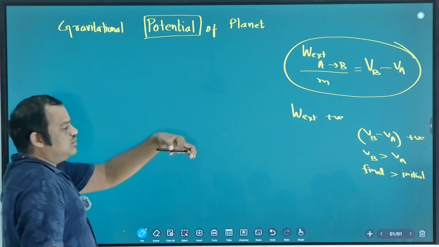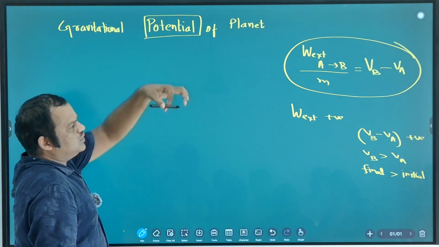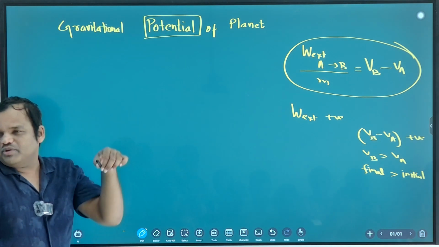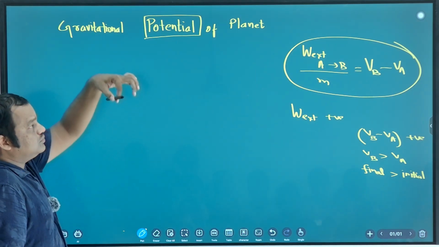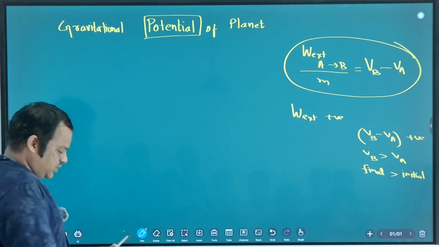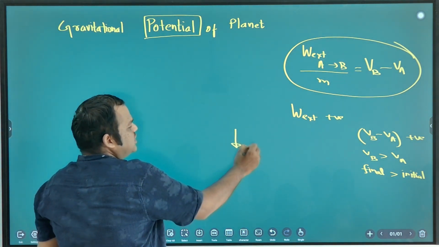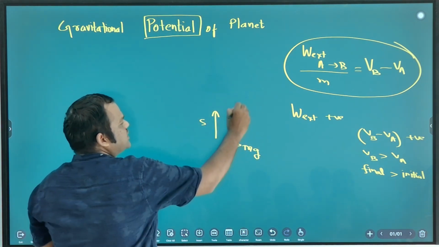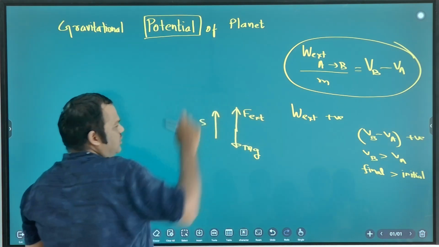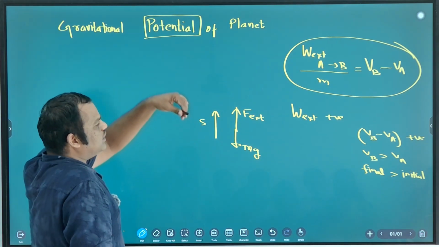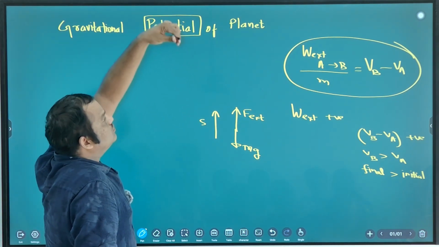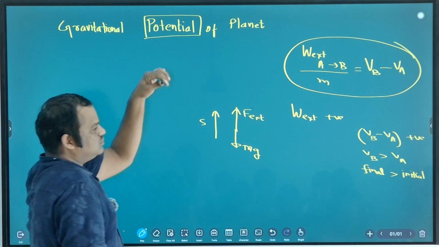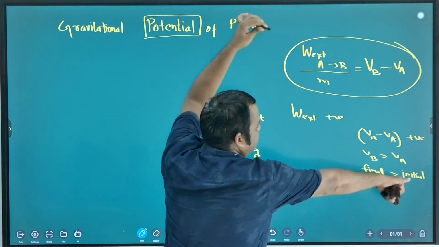We have discussed this example. If this is an object and you are taking it slowly upward like this, are you doing positive or negative external work? Positive external work. Because what is the direction of mg? Downward. Displacement? Upward. External force? Upward. So mg is doing negative work, external force is doing positive work. So is potential increasing or decreasing? Increasing. Final is greater than initial.